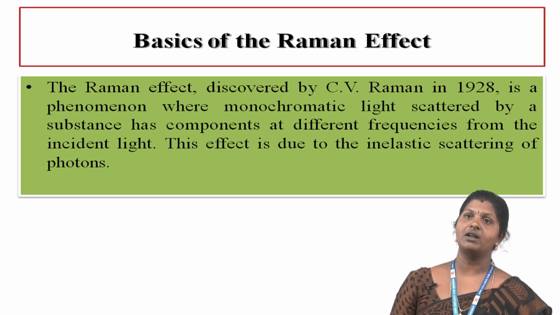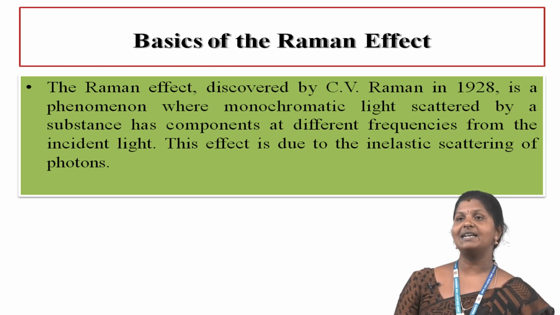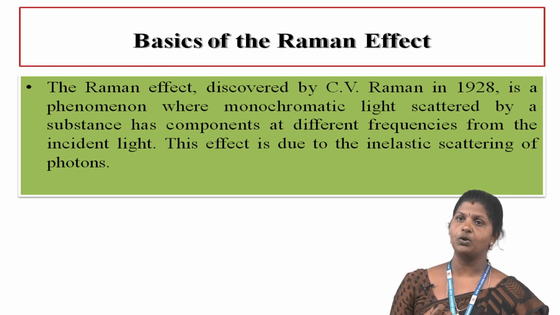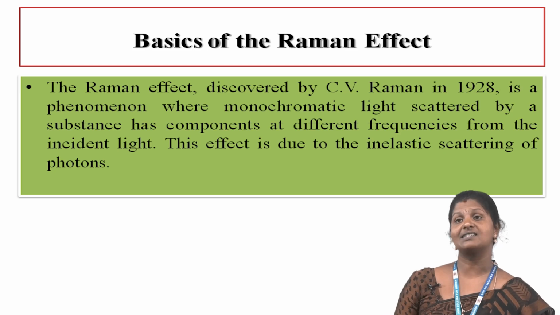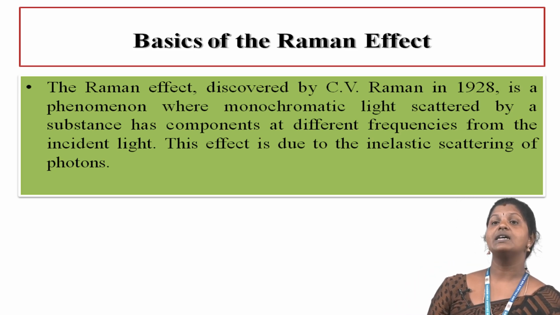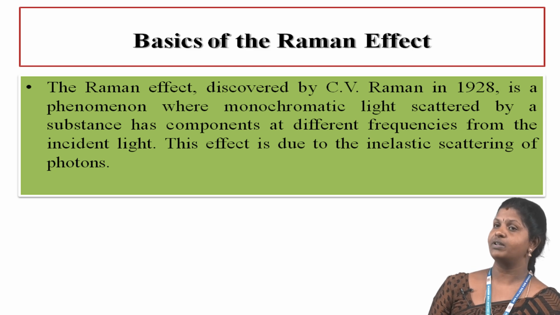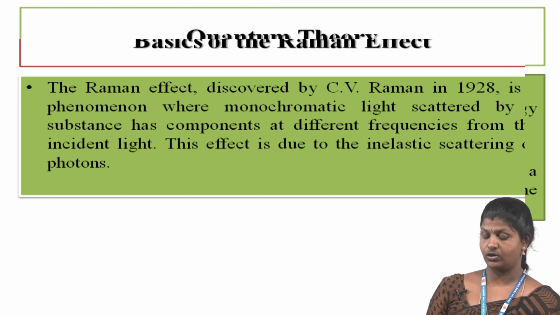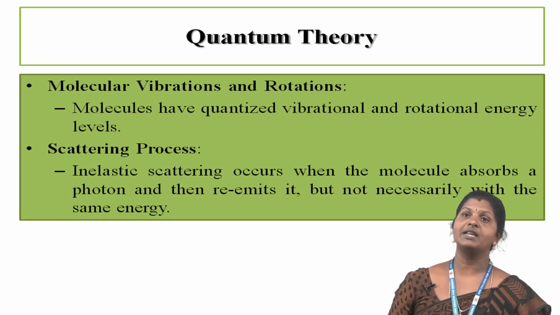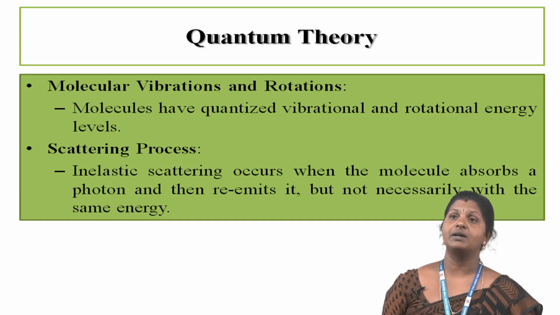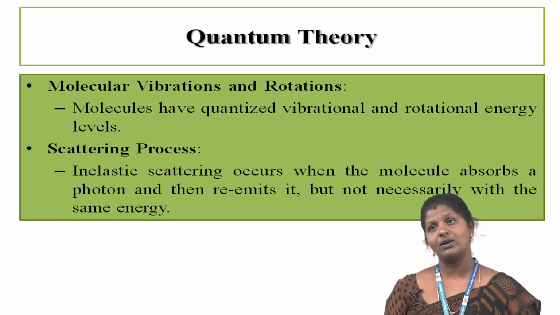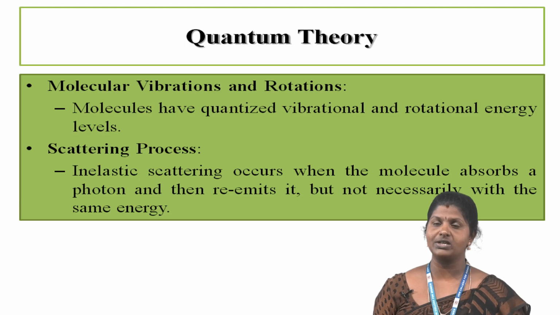The basis of the Raman effect: monochromatic light scattered by a substance has components at different frequencies from the incident light. This effect is due to the inelastic scattering of photons, meaning the scattered photons have different energy compared to the incident photons. The quantum theory, molecular vibration and rotation: molecules have quantized vibrational and rotational energy levels.